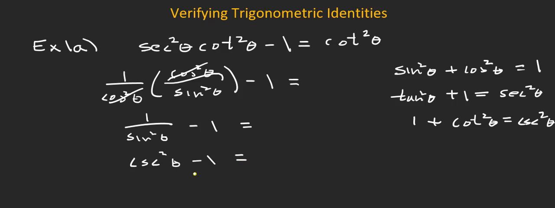Now, how is that equal to cotangent squared theta? We have to go back to the Pythagorean identity. Check this out right here. Cosecant squared theta is indeed 1 plus cotangent squared theta. But look at this. If you move 1 to the other side, you get cotangent squared theta is cosecant squared theta minus 1. So indeed, this is cotangent squared theta. We verified it.